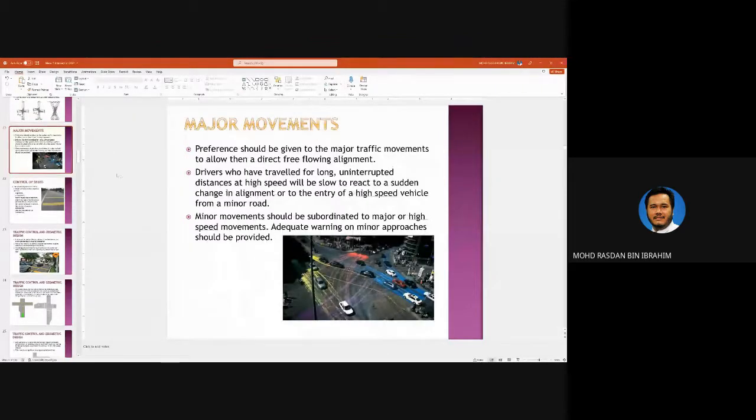Major movement: preference should be given to major traffic movements, and drivers who travel for long uninterrupted distances at high speed will be slow to react to sudden change in alignment or to the entry of high-speed vehicles from a minor road. Meaning that if you are designing your alignment, the drivers have already been driving for maybe 10 kilometers, and in that distance there is no change of gradient, not much change of horizontal alignment. So they are traveling at quite a high speed.